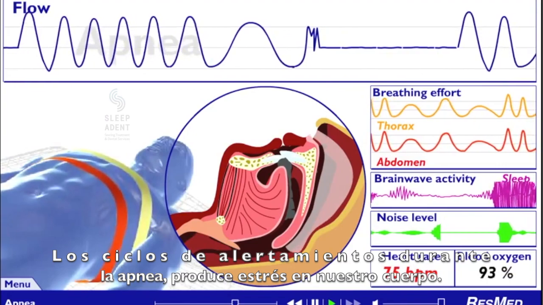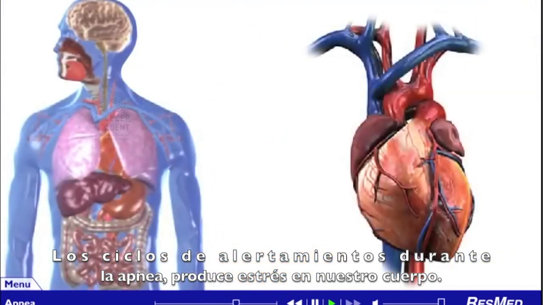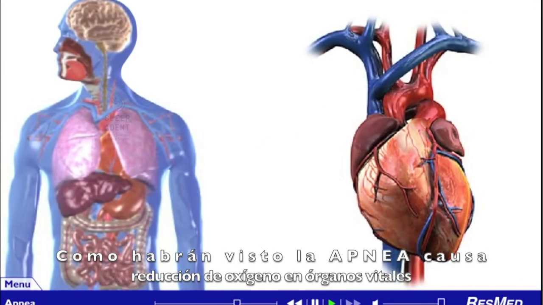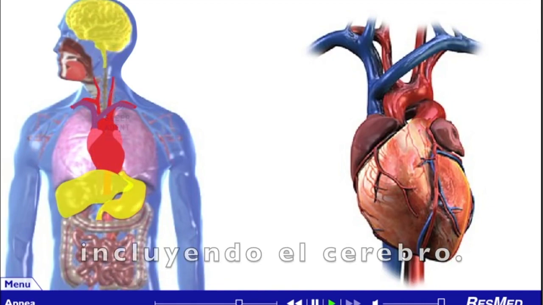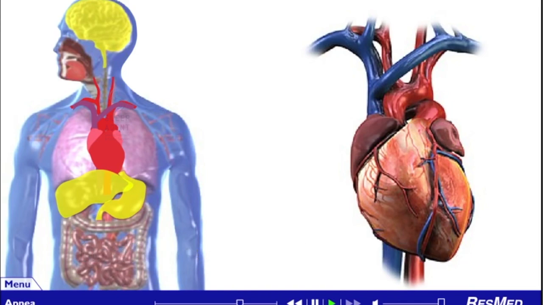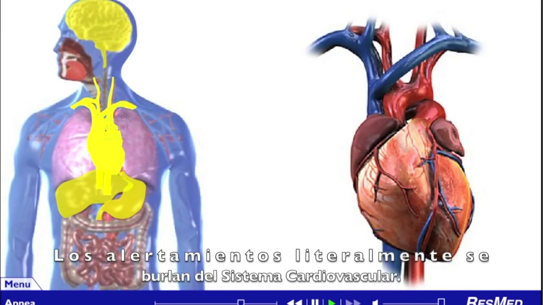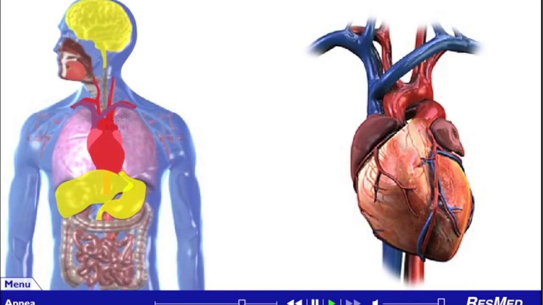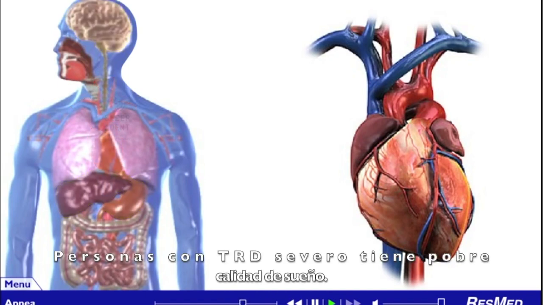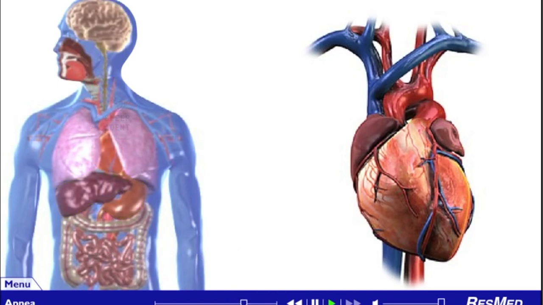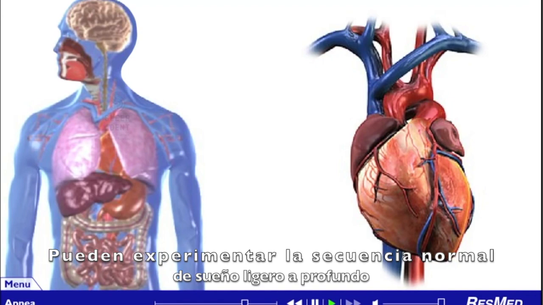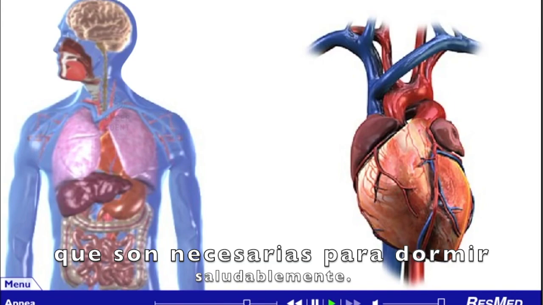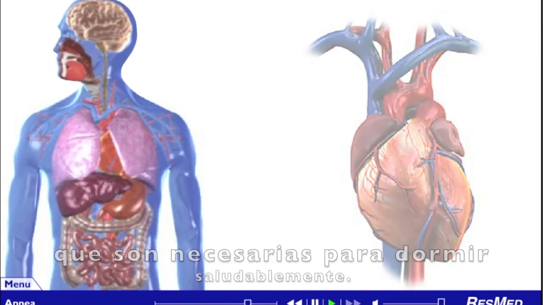Apnea-arousal cycles produce significant stresses to your body. As you have seen, apneas cause depletion of oxygen supply to vital organs, including the brain. Arousals literally jolt the cardiovascular system. People with severe sleep-disordered breathing have poor quality of sleep. They may rarely experience the normal sequence of light and deep sleep stages which are necessary for healthy sleep.